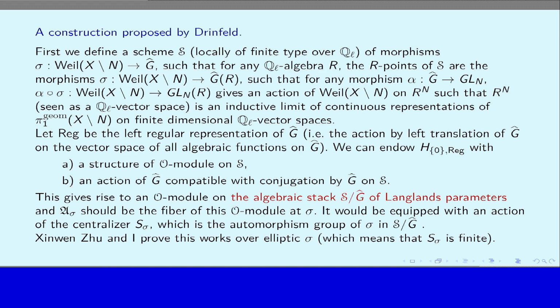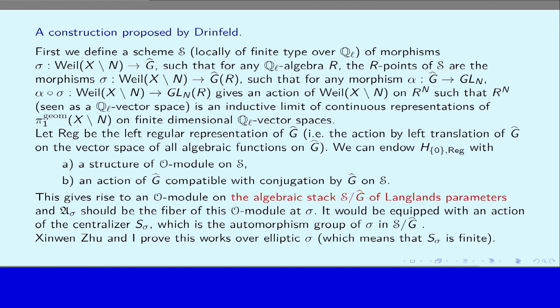So we define a scheme S, locally of finite type over Q_l, of morphisms sigma of the Weil group to G hat, such that... the definition is a bit technical. It's a scheme over Q_l which classifies, in some sense, the Langlands parameters. So the Q_l bar points of this scheme are the Langlands parameters, except that for the moment we do not conjugate by G hat. So the scheme S really classifies the morphisms of the Weil group to G hat.